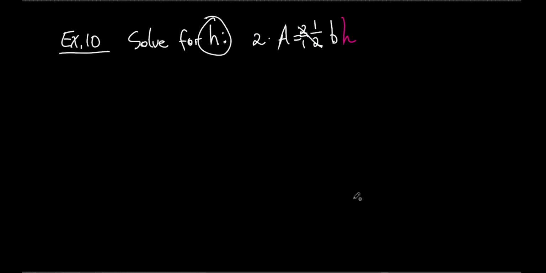Now, what's the next thing we need to get rid of? The b. How do we get rid of that b? It's being multiplied by the h. Divide by b. That's right. Divide by b. And that is basically your answer. Let's write it nice and neat. H equals what? 2a over b. And that's your answer right there.